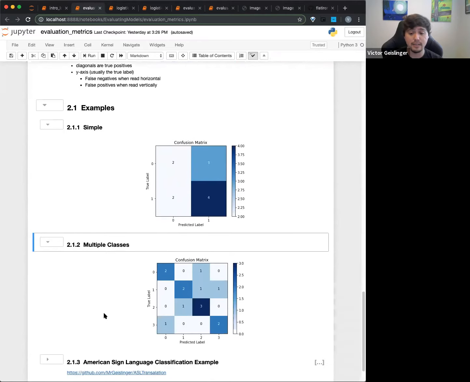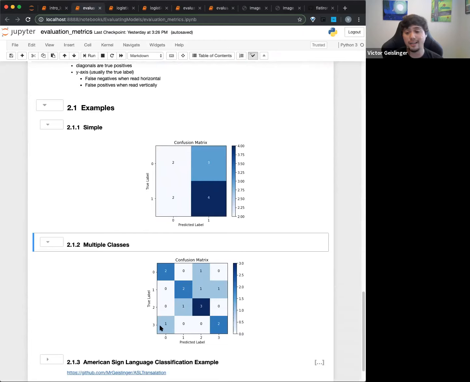But here are multiple classes. So you can see here are labels of 0, 1, 2, 3. In this case, I wouldn't use false positive, false negative, because it's kind of confusing. I would look at the ones on the diagonal, which are marked correct. You can see the true label and then the predicted label. So you can see that we got these correct. In this case, we can look at the true label: we misidentified one of the zeros as a 2.